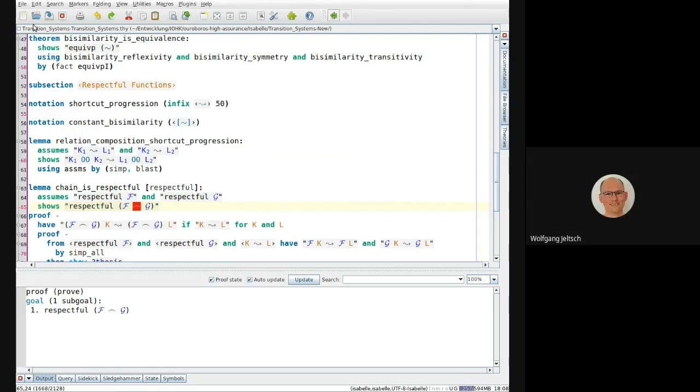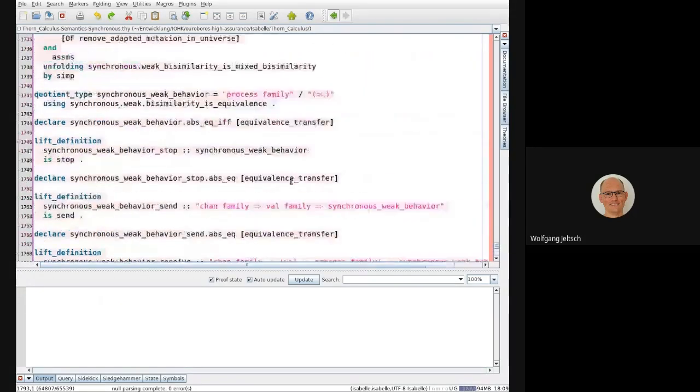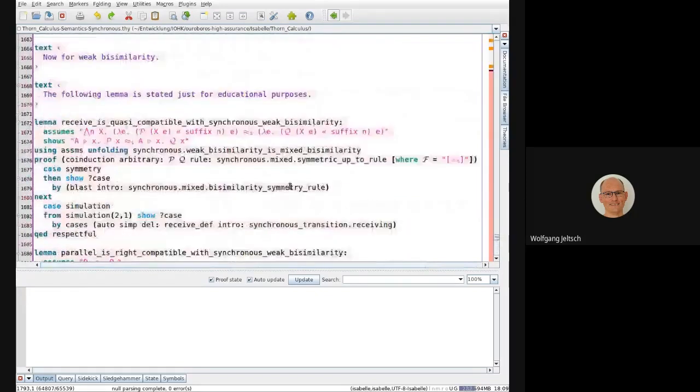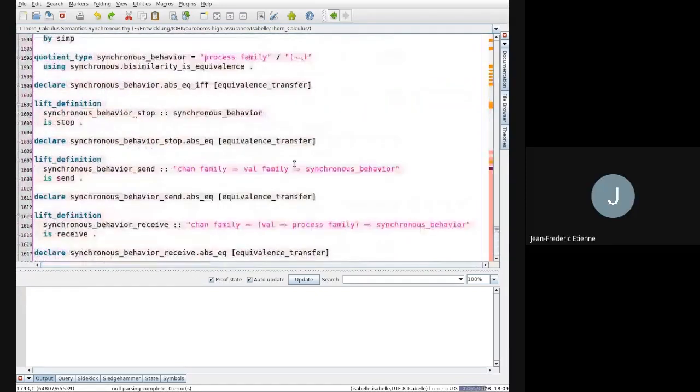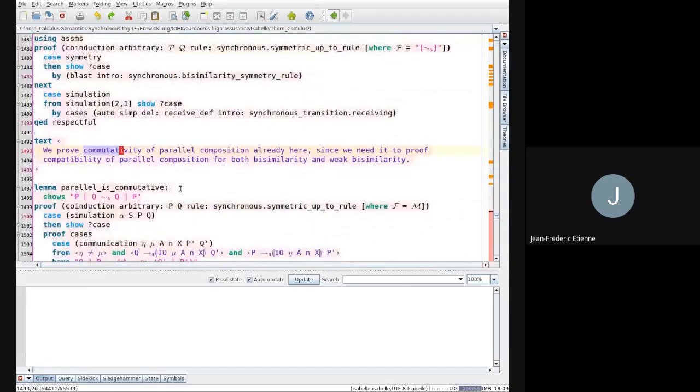Well, I quickly showed this parallel commutativity last time to show you basically how this co-induction method is used. Let me check this out. Perhaps I can give some highlight here.